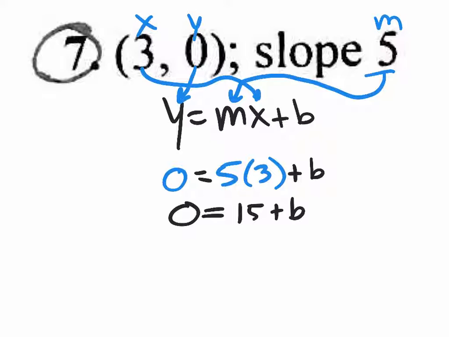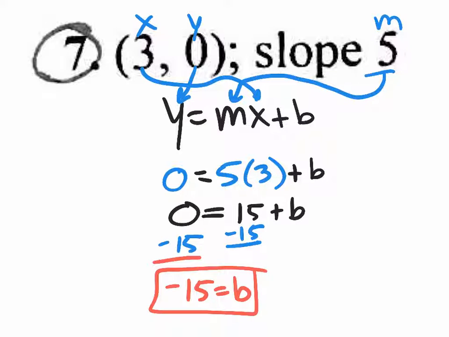So you want b by itself on the right side. You don't want that plus 15. So you're going to subtract 15 on both sides. So yes, negative 15 equals b. b equals negative 15.